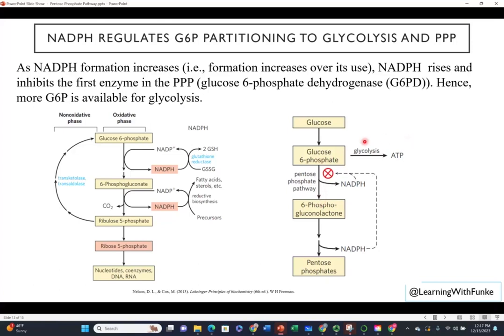Instead, the alternate pathway competing for G6P's attention, which is glycolysis, would happen. And so instead of using G6P through PPP to produce more NADPH, we already have high enough NADPH. So why would you want to keep making more? And so that's the cell's way of regulating how much NADPH we have. And instead, glucose 6-phosphate then goes on through glycolysis to make ATP.